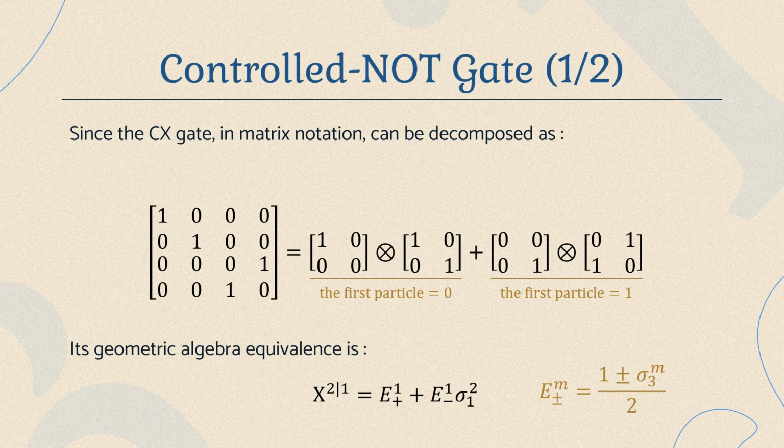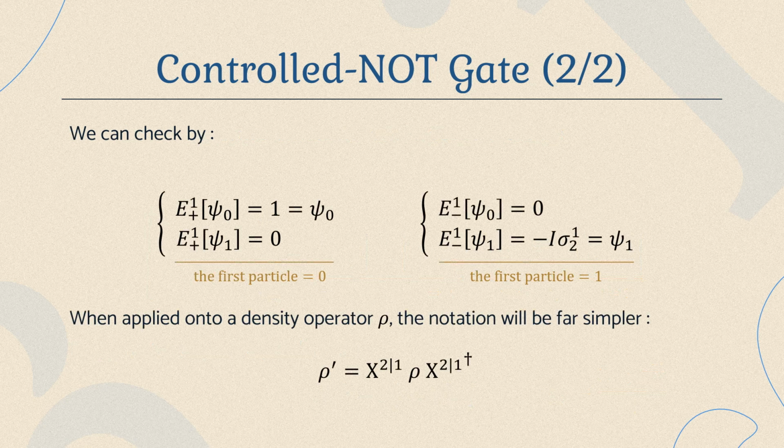The controlled-NOT gate, in its matrix notation, can be decomposed as the sum of two tensor products. Its geometric algebra equivalence is written as below, where the X2 gate, conditioned on the first qubit, equals E1+ plus E1- times sigma 2,1, where En+ or - is defined on the right. We can see that E1+ and E1- are actually conditioning operators.